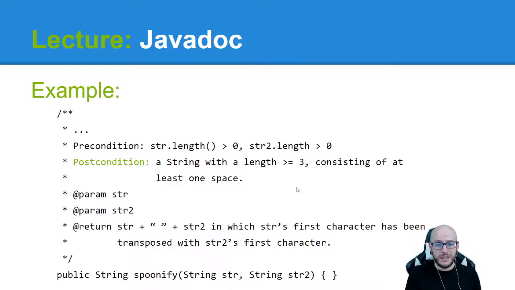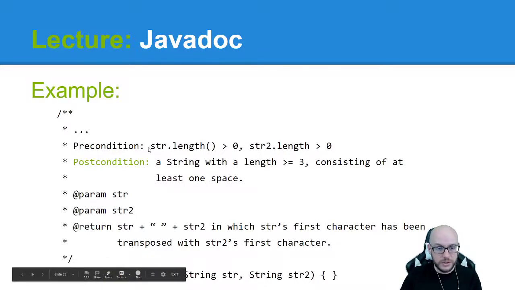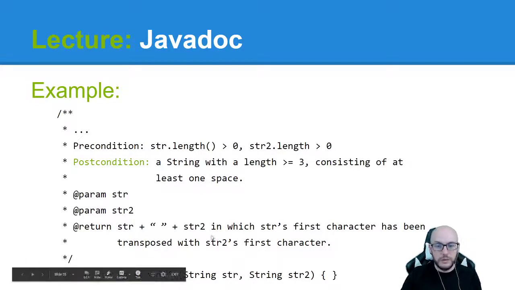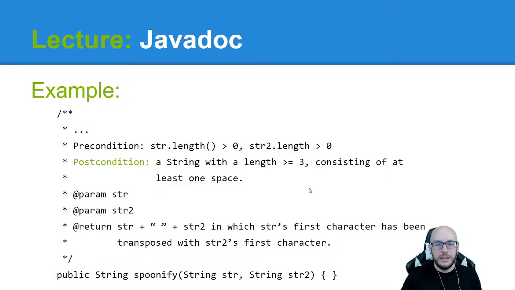This one I do think is a great example. Right? If you use my spoonify method and you meet this precondition, you should expect a string with a length of at least 3. Why is that? Well, if you have one character for the first string and one character for the second string, I'm going to insert a space. So you should expect back at least a string with a length of 3 or more. And you should expect at least one space. That's what this postcondition is saying, right? That's a little bit different. It's a little bit more general than what the literal return statement is saying. These are what you should expect.